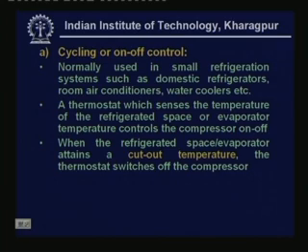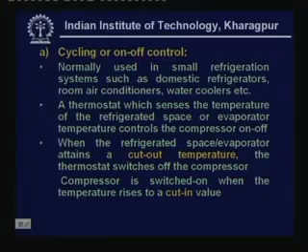When we talk about controls, typically a thermostat, we introduce some new terms. One is what is known as the cutout temperature. Cutout temperature is the temperature at which the thermostat switch opens. That means power supply to the compressor is stopped, that means the compressor becomes off. This temperature is known as cutout temperature. And again the compressor has to be switched on when the temperature rises to a cut-in value.